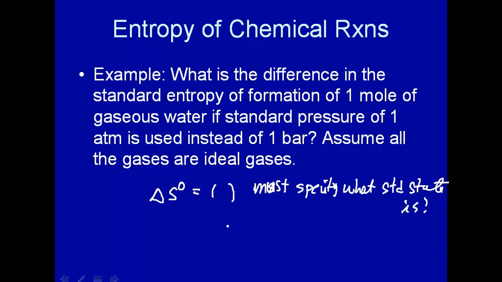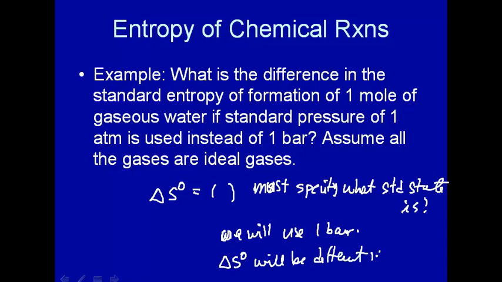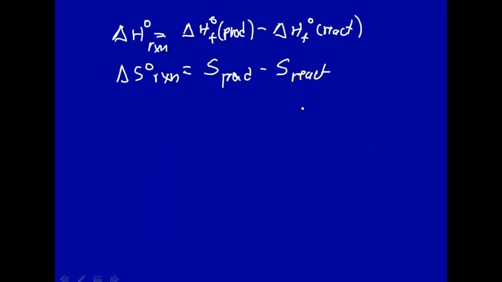So the problem says, well, we're physical chemists, so we are going to use 1 bar. But suppose somebody used 1 atmosphere instead, then this delta S0 will be different if the 0 refers to 1 atmosphere. And let's actually just calculate what the actual difference in the standard entropy of formation will be.